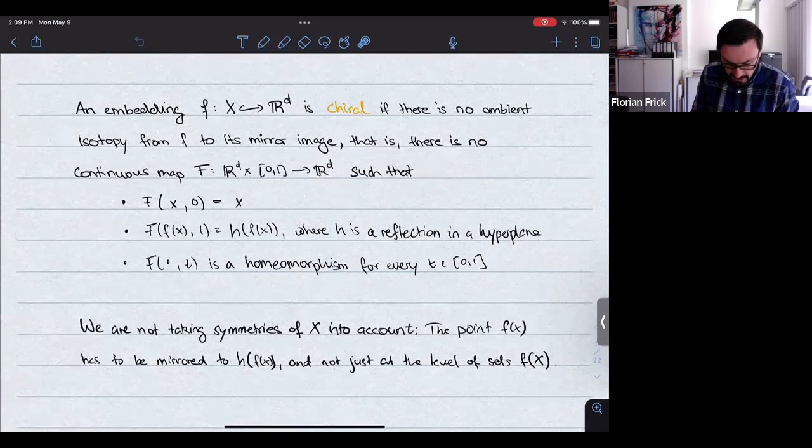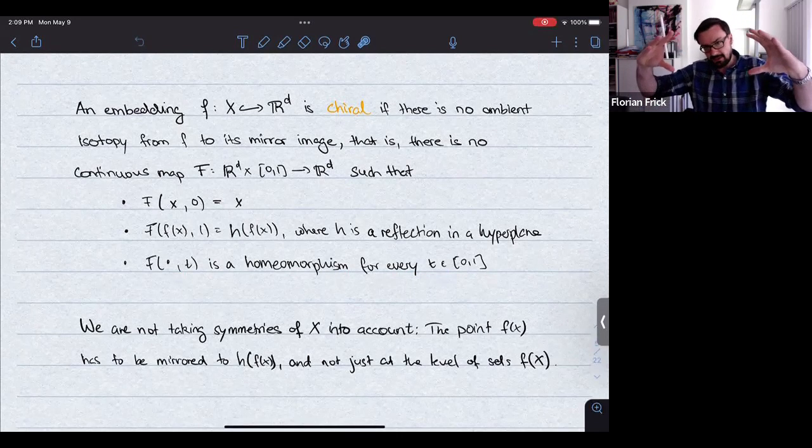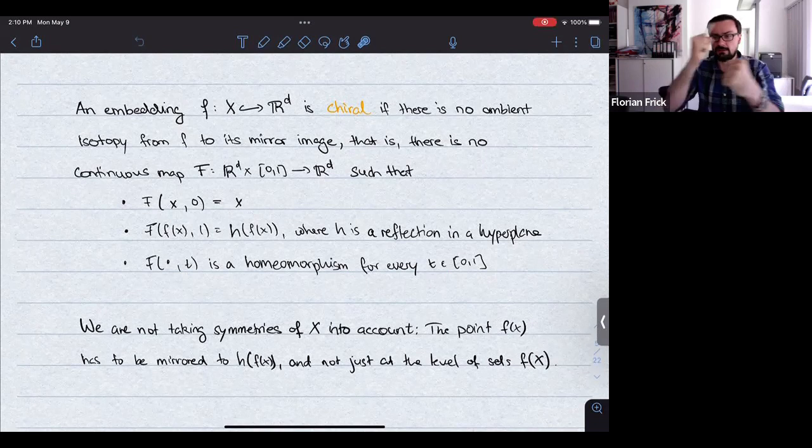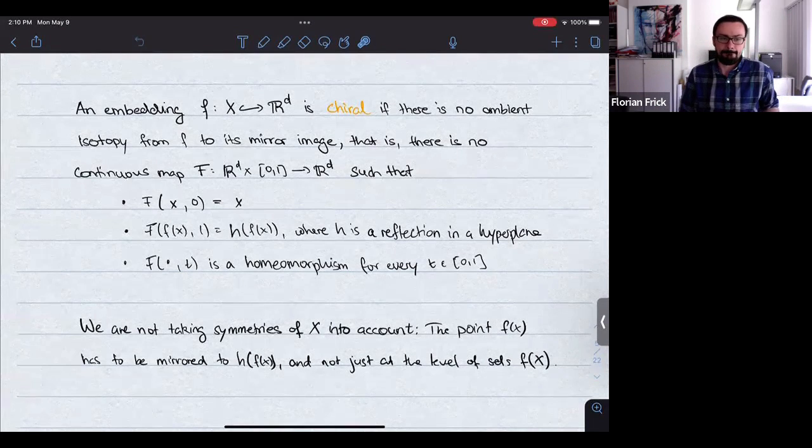And ambient isotopy means you have this continuous map from R^d to R^d. Well, it has a time parameter. At time 0, it's the identity. At time 1, you've deformed f into its mirror image. And at every step in between, it's a homeomorphism. So imagine you take your embedded space X, and now you have to deform the entire surrounding ambient space in such a way that at time 1, you have the mirror image. Okay. Let me pause and see if people have questions about the definition or comments about it.